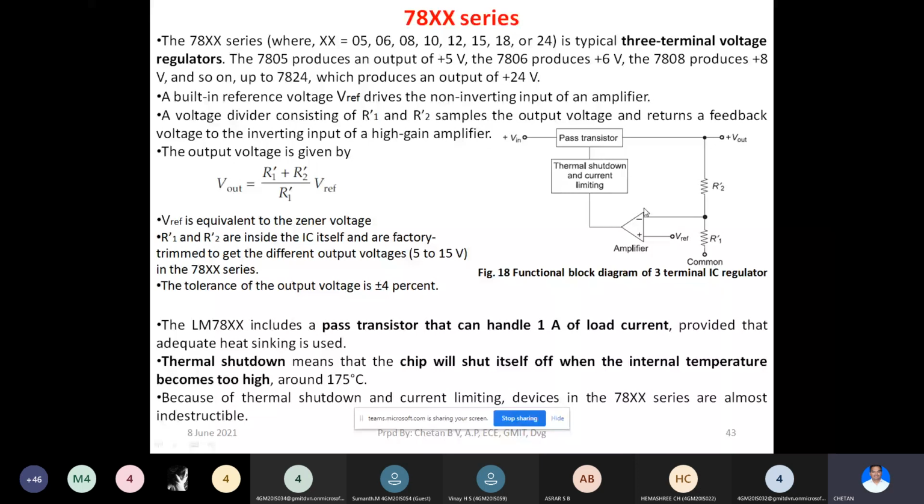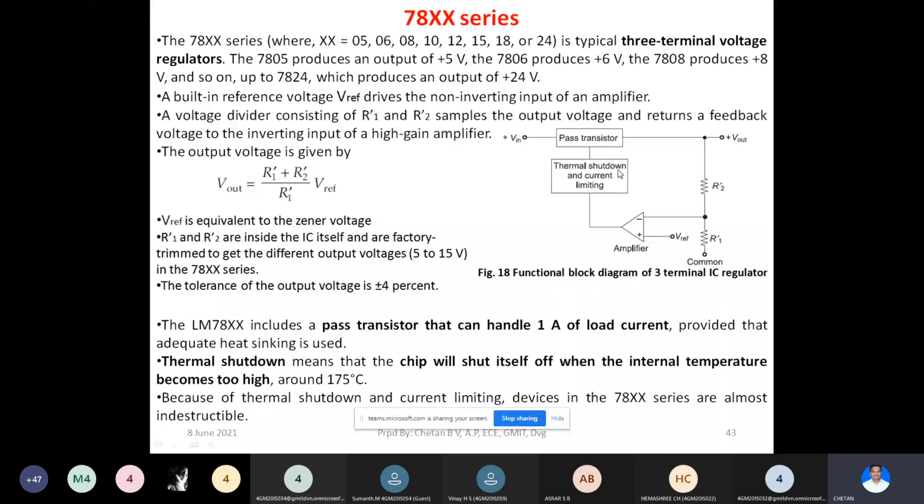it will send a correction voltage that will in turn trigger this current limiting block, and it will make this pass transistor adjust the value of the current that it is taking inside to correct the changes in the output. And one more thing, if there is any temperature breakdown, if the temperature increases beyond 175 degrees centigrade, this thermal shutdown block would be activated, and it would in turn switch off this pass transistor.